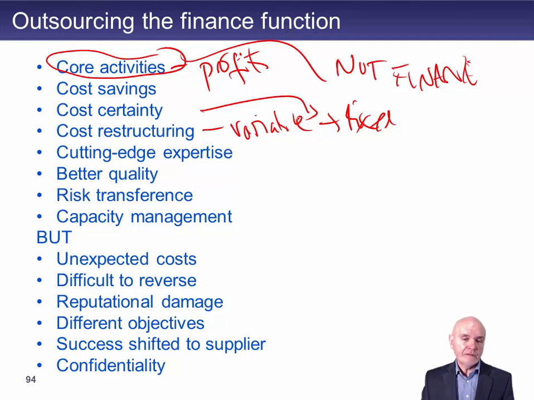However, downside, unexpected costs. The outsourcer, you have to look at their contract very carefully to see if there's some surcharges and so on. Maybe if you have got a very high volume of transactions, you might be surprised. Also, what are they going to increase it by next year when the contract comes up for renewal? It can be difficult to reverse then as well.